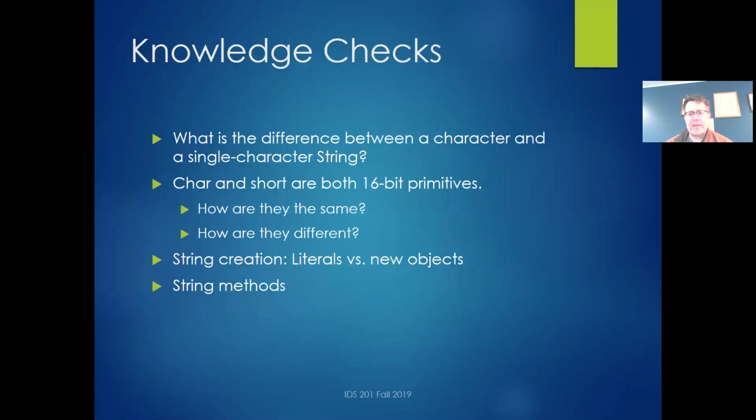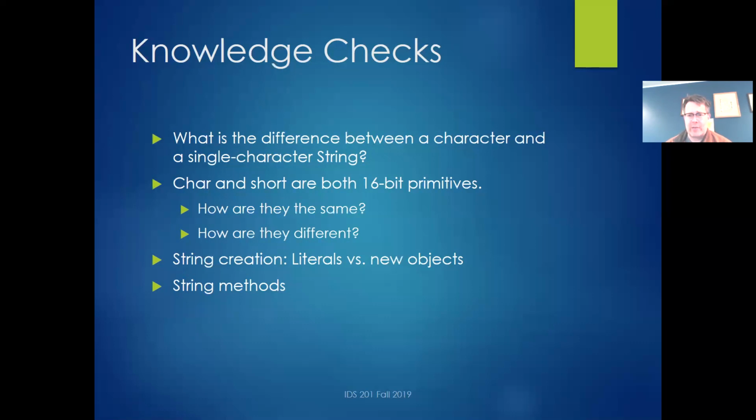Okay, so that's kind of it for characters and strings. So we could ask some basic stuff. These are things you should know at this point. Number one, what's the difference between a character and a single character string? Well, simple stuff. A character is a primitive, thus it's really a number. You can do math with a number. You can do greater than, less than comparisons, things like that. With a single character string, you can't.